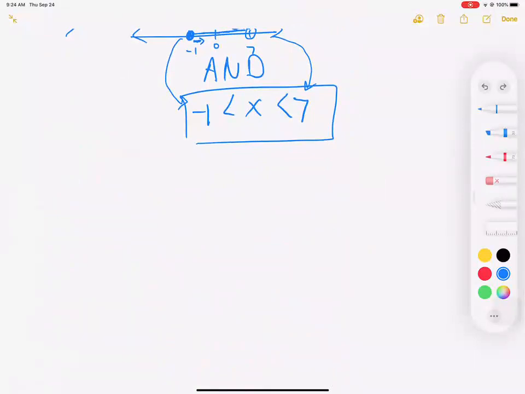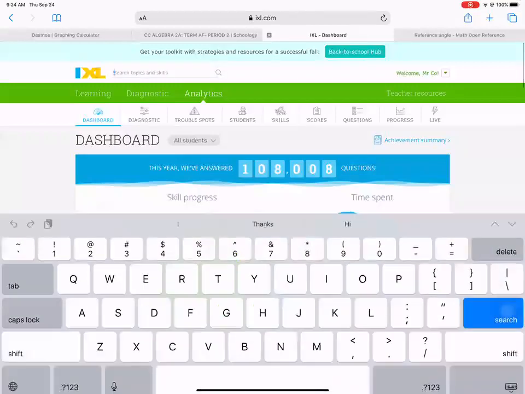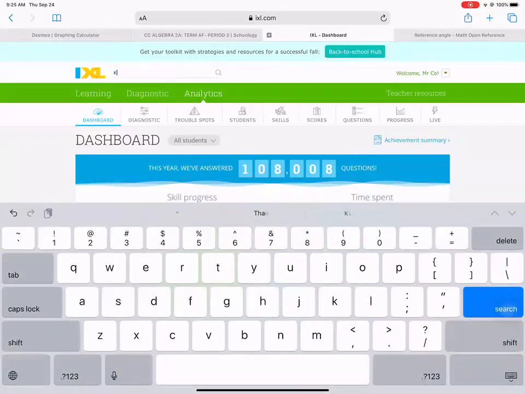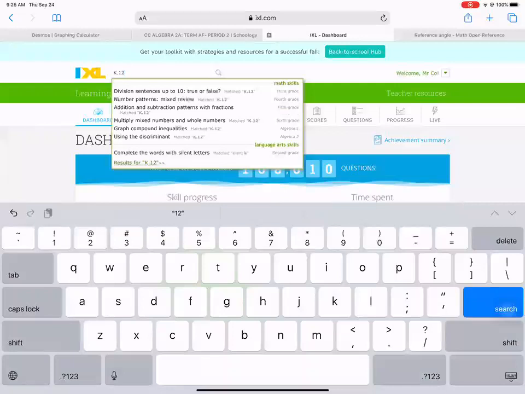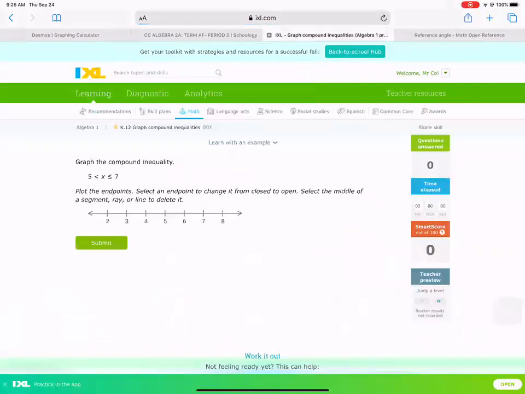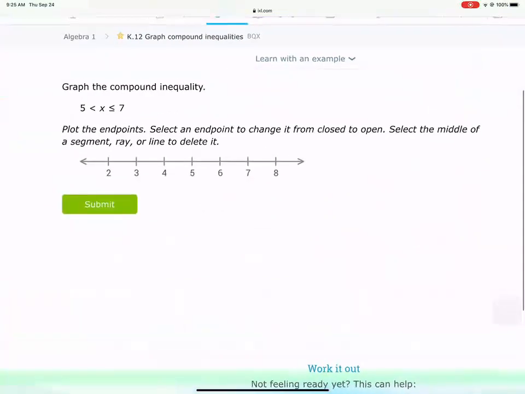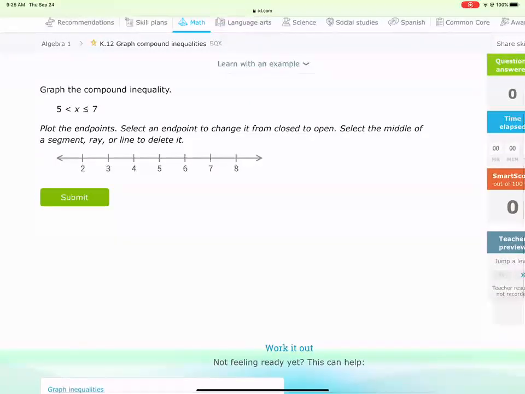Okay, so let's take a look at the IXL activity very quick, and then we'll go into more of the algebra stuff. We're going to look at K.12. So in your IXL activity, you're going to be graphing these compound inequalities. Look at the steps. The steps are written here. It says plot the endpoints first. That means I see the number 5, and I see the number 7.